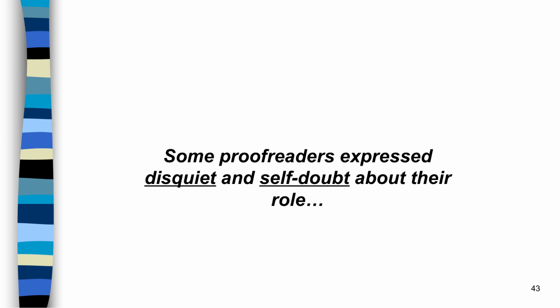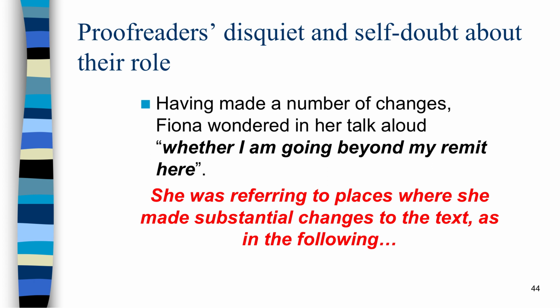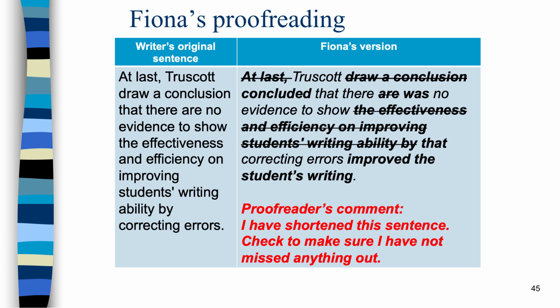Another thing that came out of the data was a real sense of disquiet or self-doubt on the part of some proofreaders about what they were doing. I'll give you an example. Fiona, during her talk aloud, said, I wonder whether I'm going beyond my remit here, as she was proofreading the text. I'll just show you the kind of passage she was talking about and what she did. So you can see that there's quite a rewrite here. She's deleted quite a few words, and she actually asks the writer to check what she's done.